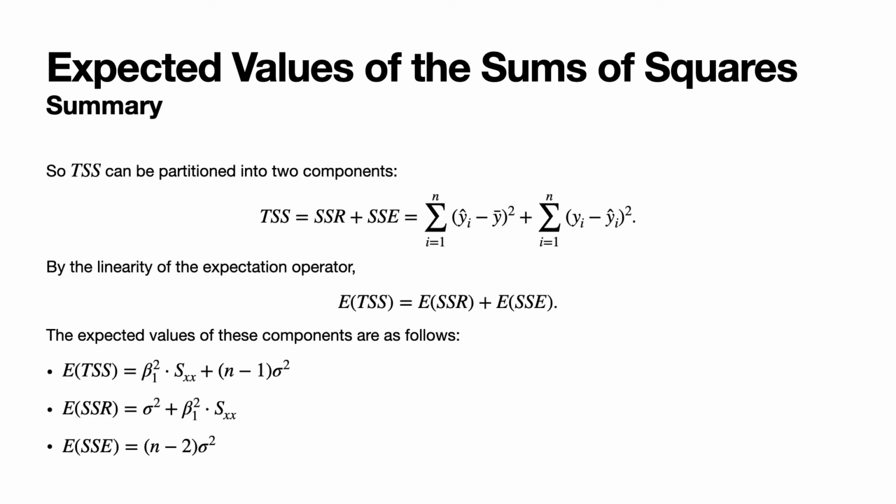So to summarize, the total sum of squares can be partitioned into two components, the SSR and SSE. By the linearity of the expectation operator, the expected value of the total sum of squares is equal to the expected value of SSR plus the expected value of SSE. And the expected values of these components are as follows. The expected value of TSS is equal to beta 1 squared times s sub xx plus n minus 1 times sigma squared. The expected value of SSR is equal to sigma squared plus beta 1 squared times s sub xx. And finally, the expected value of SSE is equal to n minus 2 times sigma squared.